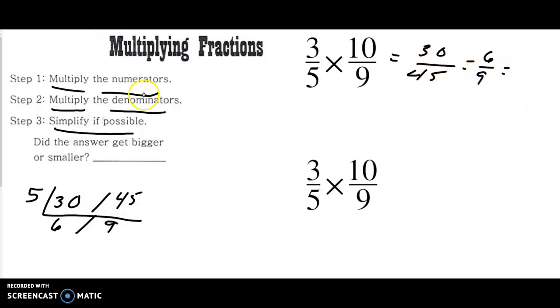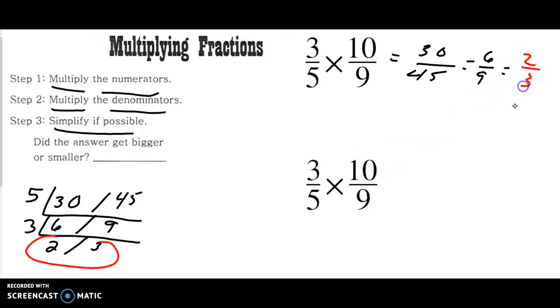But I can simplify that even more because I can pull out a 3. And that's going to be 6 divided by 3 is 2. 9 divided by 3 is 3. Bring down my fraction. Your fraction in simplest form is 2/3.